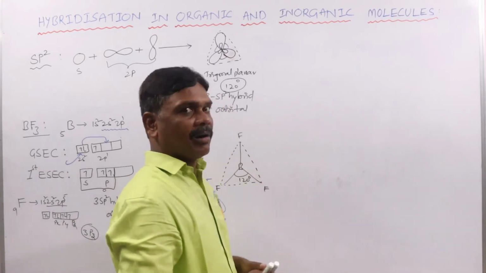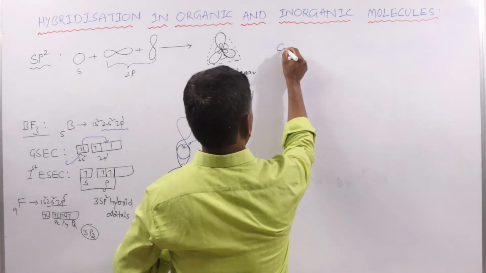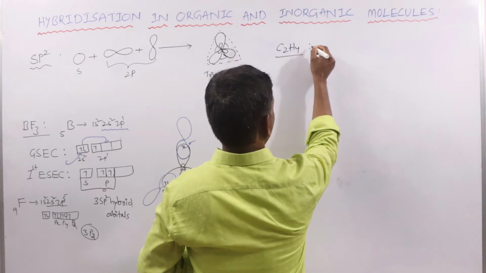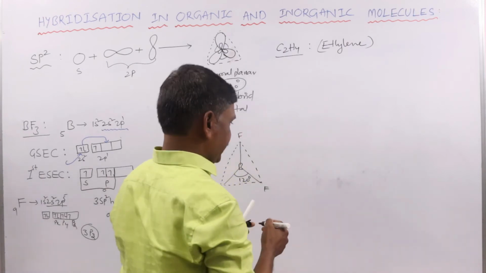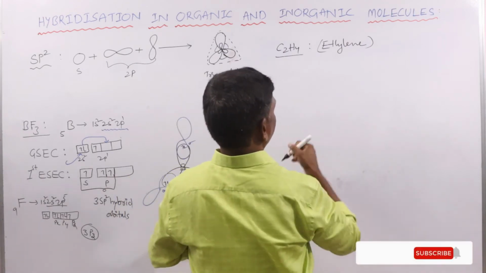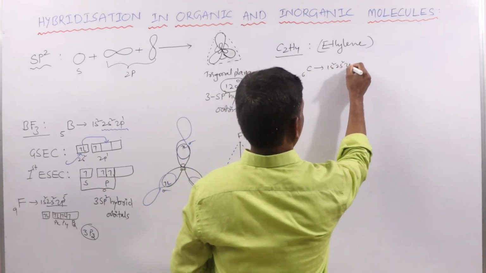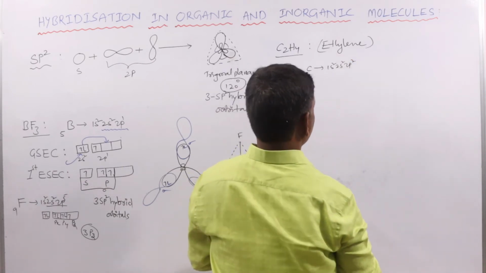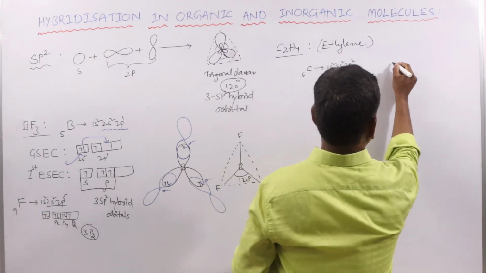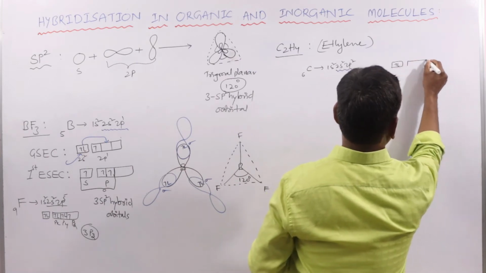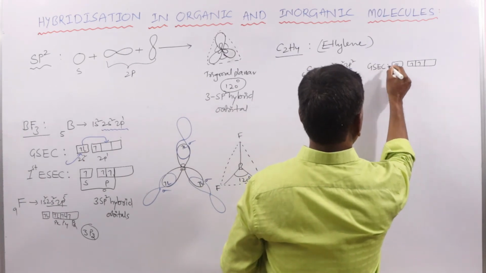The next example is organic, the ethylene molecule. The formula of the ethylene molecule is C2H4. In this ethylene molecule, the central atom is carbon, atomic number 6, electronic configuration 1s2, 2s2, 2p2. This is the outermost electronic configuration 2s2, 2p2, also known as the ground state electronic configuration.